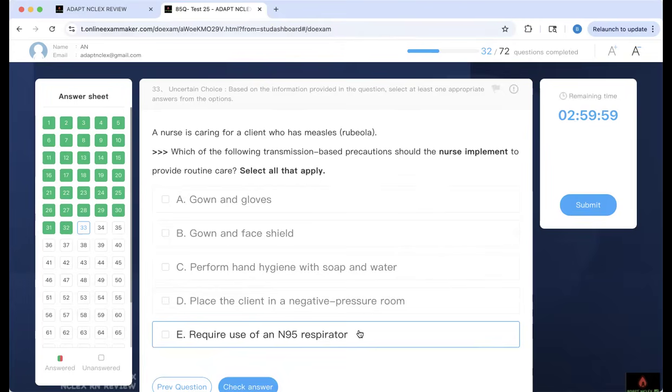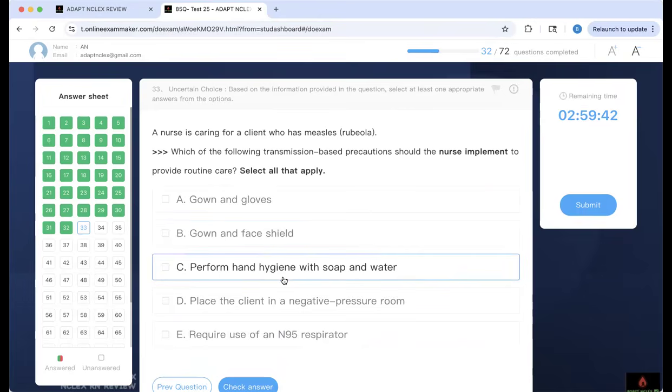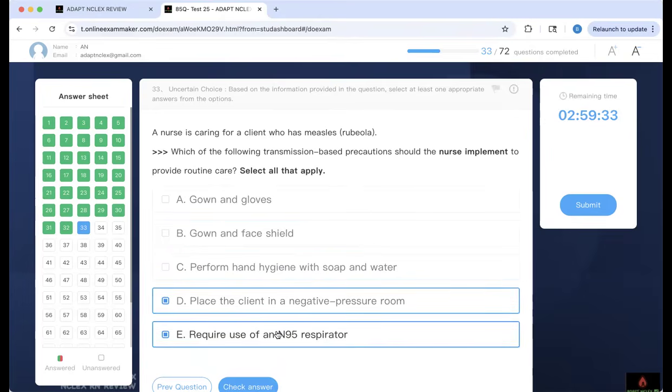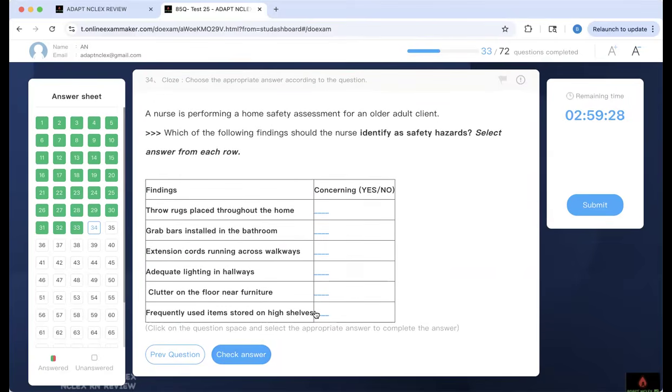I can tell you, rubeola is airborne. If it's airborne, you don't need to wear gown and gloves. Number one, straightforward, right? You don't need gown and face shield for airborne. You don't need to perform hand hygiene with soap and water. You do it for contact precaution, because you have an option to do what? Hand sanitizer. You place the client in a negative pressure room and require N95 because it's airborne.